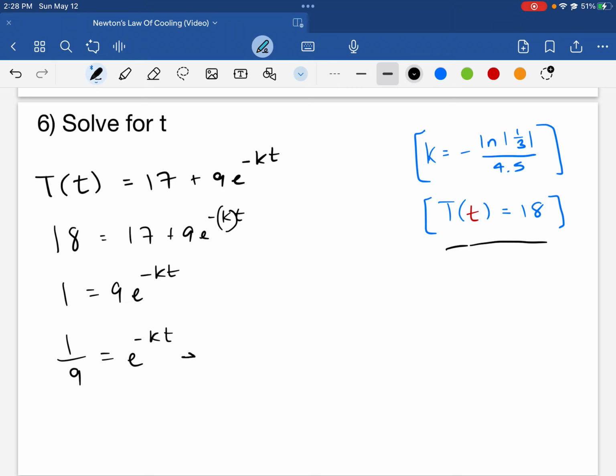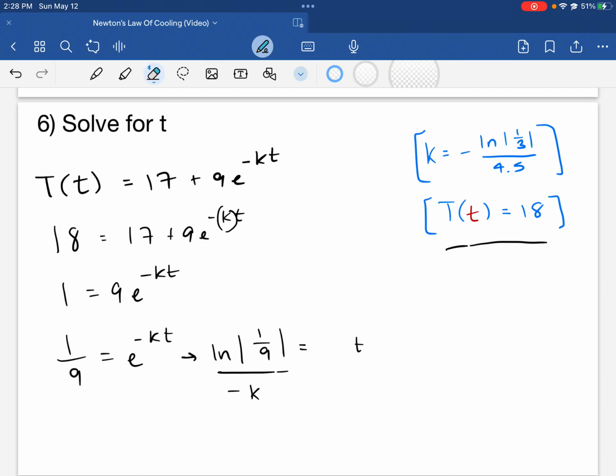And again, to bring these variables down, we'll take the natural log of both sides. And using the properties of logs, we can bring that down here. And the natural log of e is 1, so we'll just go ahead and simplify that. And we're solving for t, so we'll divide both sides by negative k. And we're left with t equals the natural log of 1/9 divided by negative k. And we know k is this. So we'll plug that into the calculator, which gives us 9 hours.